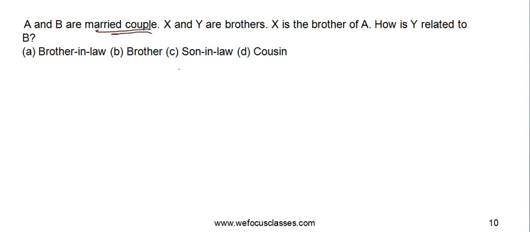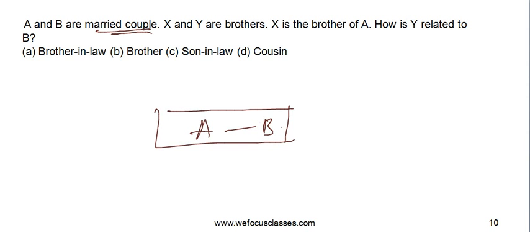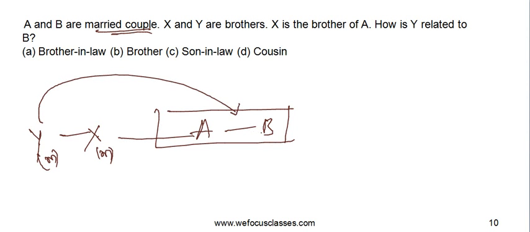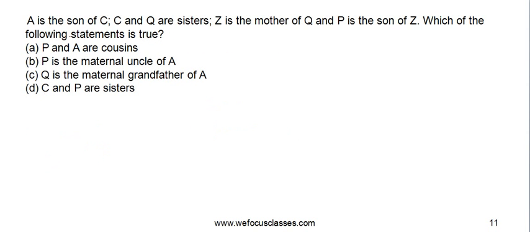A and B are married couples. So we got an ultimate thing, A and B are married couples, put them in a box. Yes, this is a photo frame we say. And X and Y are brothers. X is a brother of A. So X is a brother of A and X and Y are brothers. So this is a male person and this is a male person. And X, Y, A are siblings. Then how is Y related to B? So who is this Y to B? Whether it is wife or husband, we don't know about A and B. Whether it is spouse, so we say that A is a spouse of B. Spouse's brother is always brother-in-law. So the answer is brother-in-law. Go to the next problem.